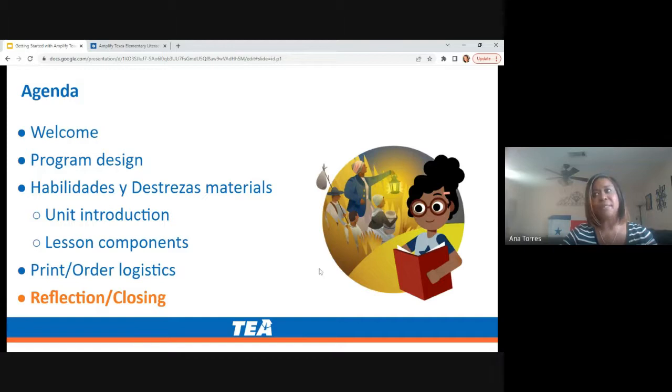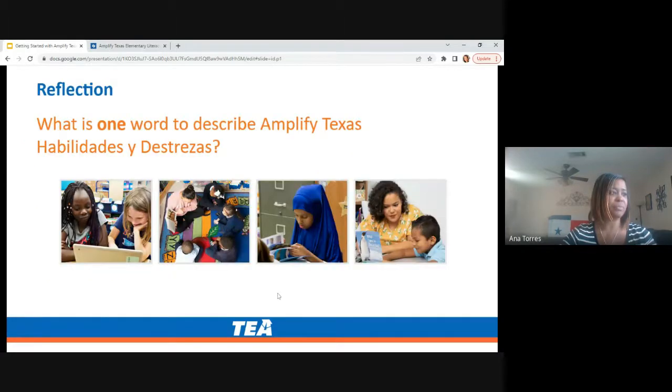So let's reflect and close out. As we have gone through the program design, we actually looked at the materials you will have, a plethora of information, lots of resource materials for you. We went through a specific unit introduction for Unit 1 specifically, and looked at a lesson. How would you describe the Amplify Texas Habilidades y Destrezas? How would you describe that in one word?